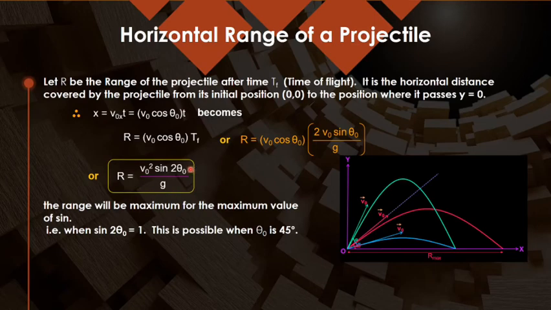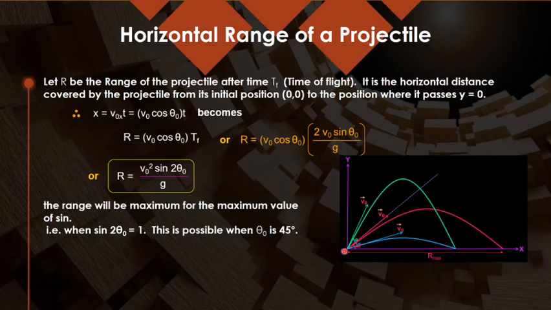And of course you can see that this range will be maximum for a particular angle, if the sine value equals its maximum value, and sine maximum equals 1. So it means sine 2 theta naught should equal 1. Then this range becomes v naught square by g, which is the maximum value. And if sine 2 theta naught equals 1, it means it equals sine 90. So theta naught should be 45 degrees. So if I project the body at an angle of 45 degrees, then the body has the maximum horizontal range.